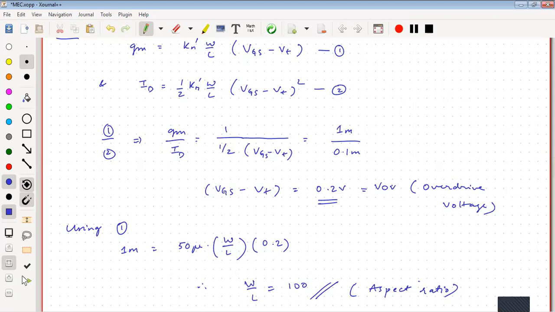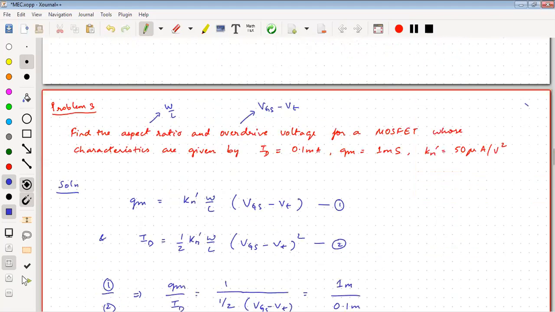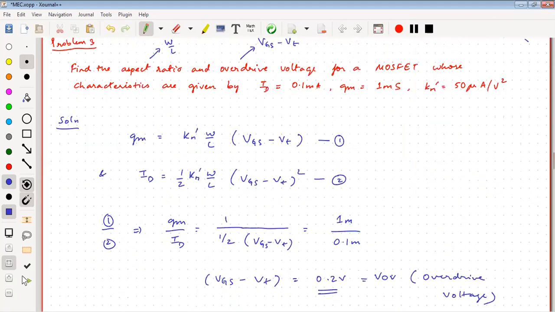This problem is not so tough. All I have to do is apply two equations. One is the gm equation, one is the ID equation. If I use those, I will get the solution. Any queries still here?